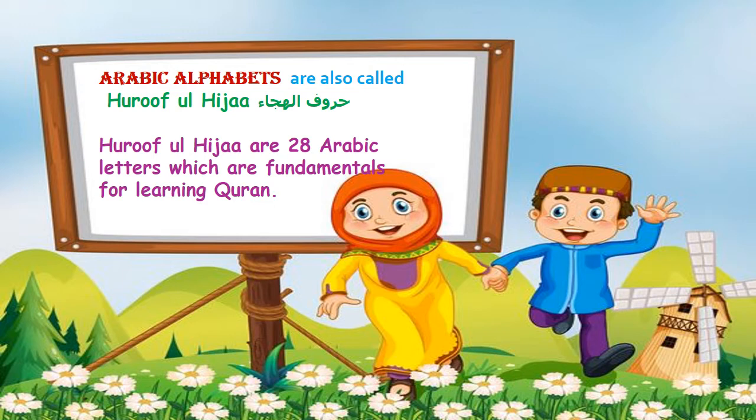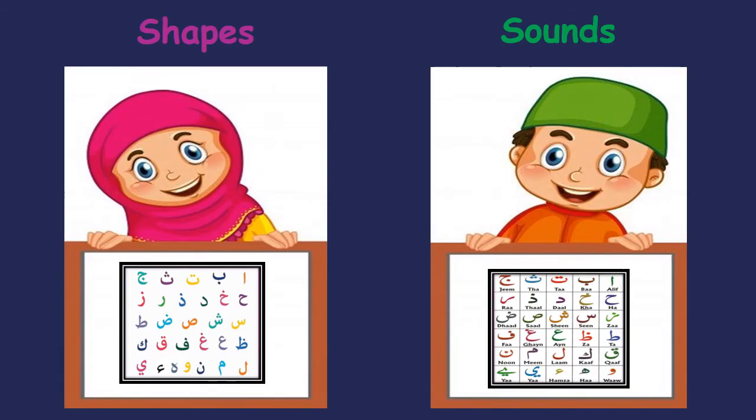In the previous video, which was about the half shapes of Huroof al Hijaa or Arabic alphabets, I told you that Arabic alphabets are also called Huroof al Hijaa. Huroof al Hijaa are 28 Arabic letters which are fundamental for learning Quran. You have learned that Arabic alphabets or Huroof al Hijaa have shapes and sounds.